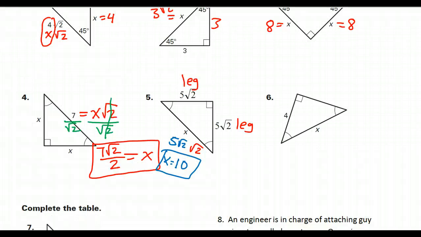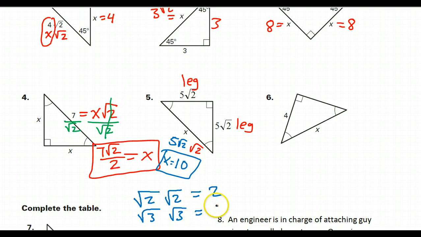Now here's why it's giving me 10. Here's why I can do that in my head. Look, watch this. See, what if I told you radical 2 times radical 2 is 2? Guess what radical 3 times radical 3 is? It's 3. Guess what radical 5 times radical 5 is? You guessed it, it's 5. So anytime you multiply a radical by itself, you're just going to get the number.